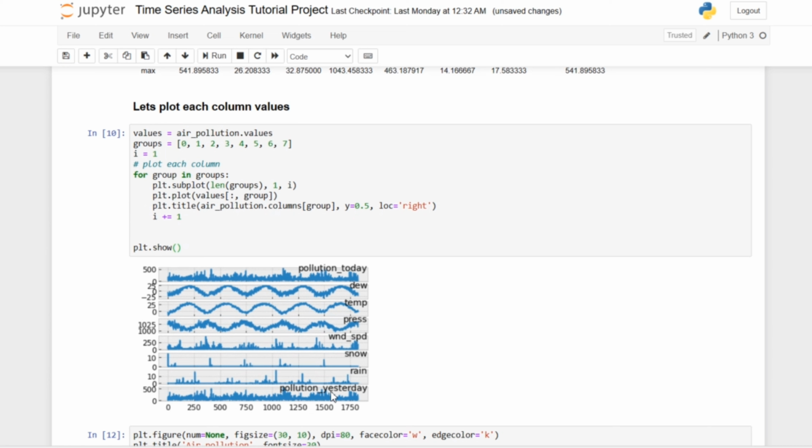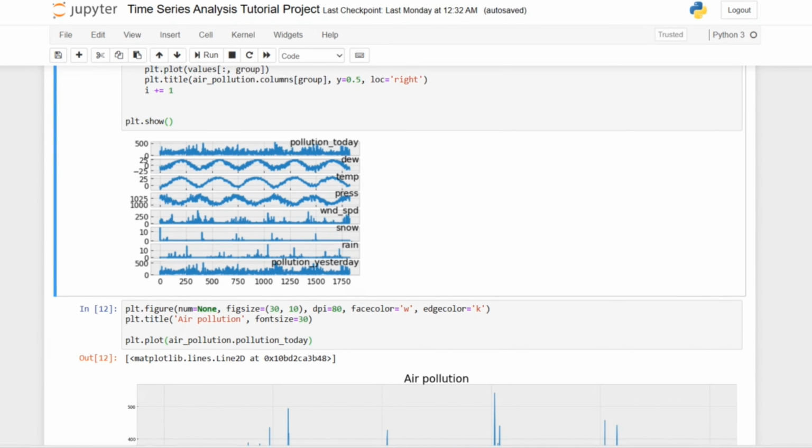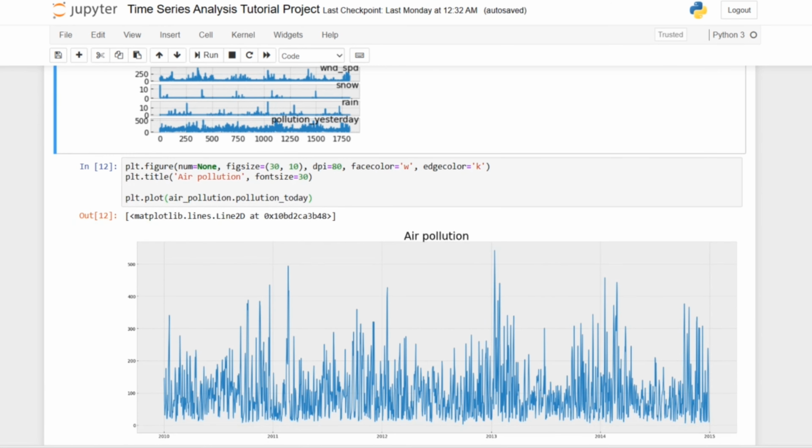You can see, with respect to the column names, pollution, dew, wind, rain, snow, pressure, temperature, all that. This is just to understand how the distribution is. The plots show a bit of a cyclical or seasonal pattern in the pollution plot, which is an important feature that we have.